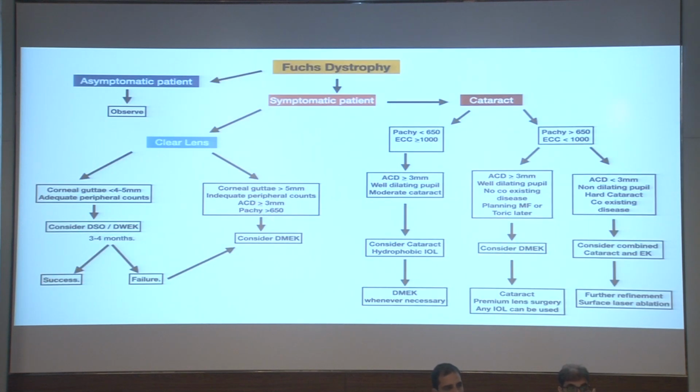This is a nice flowchart that I have for all that I have spoken, which summarizes, depending on Fuchs dystrophy, whether you have an asymptomatic or a symptomatic patient with clear lens or with a cataract, and you can plan the surgery depending on the cell count and the pachymetry.